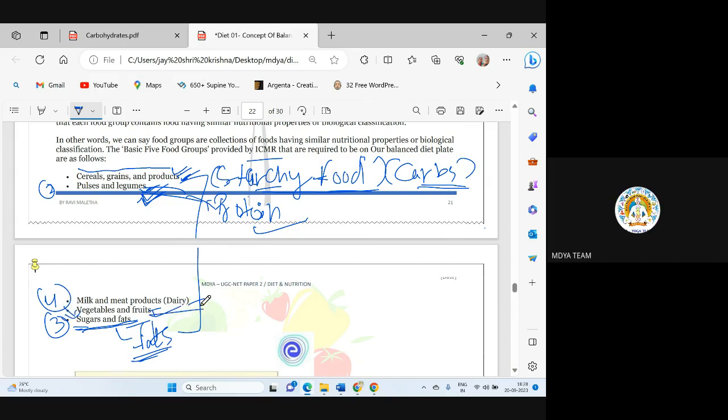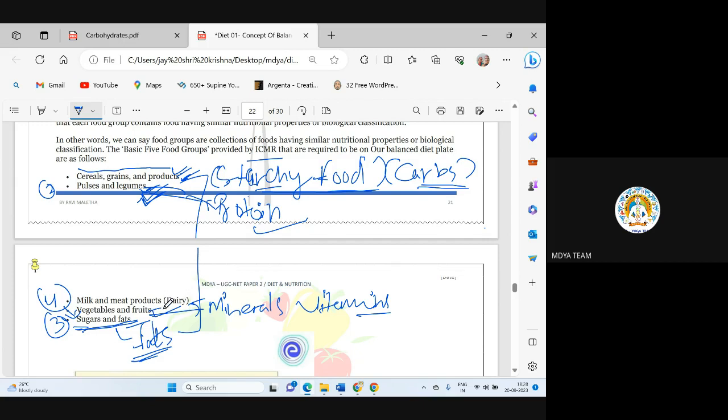Minerals and vitamins. Yes, very good. So minerals and vitamins are also present in cereals, grains, and products. They are also present in pulses and legumes. They are also present in milk and meat products. But if we talk about composition, they are present in larger amounts in vegetables and fruit.